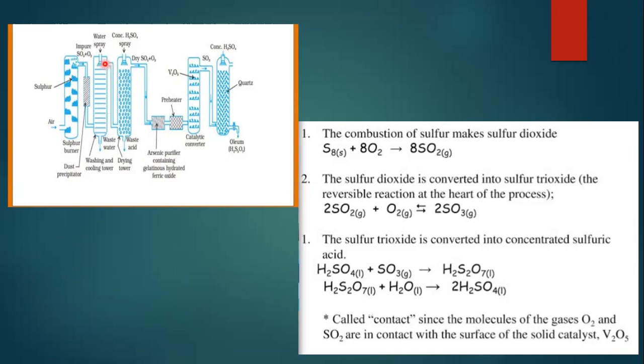Now this moistened gas, because water spray is there, is moved to the another chamber where concentrated sulfuric acid is sprinkled over this moistened gas.